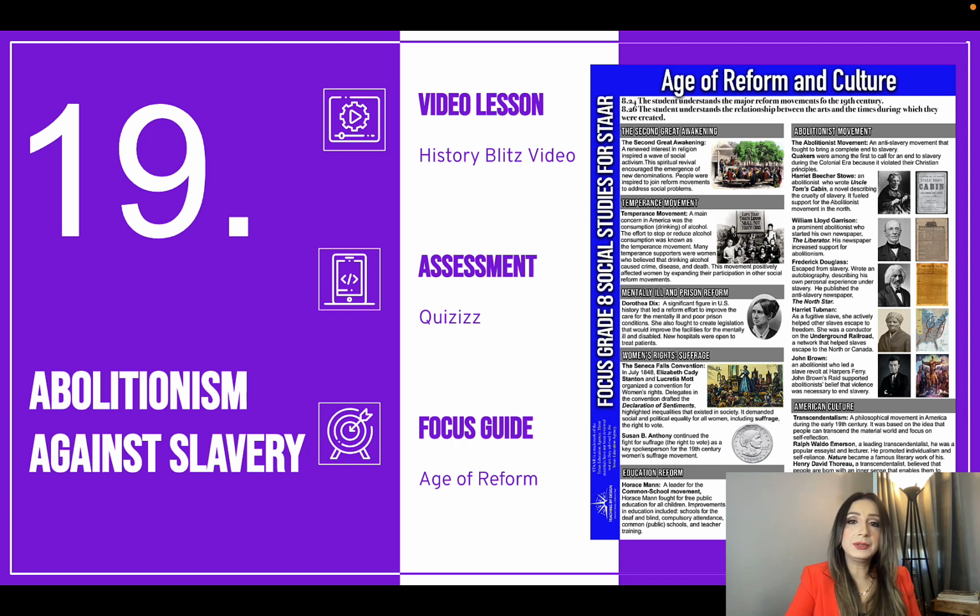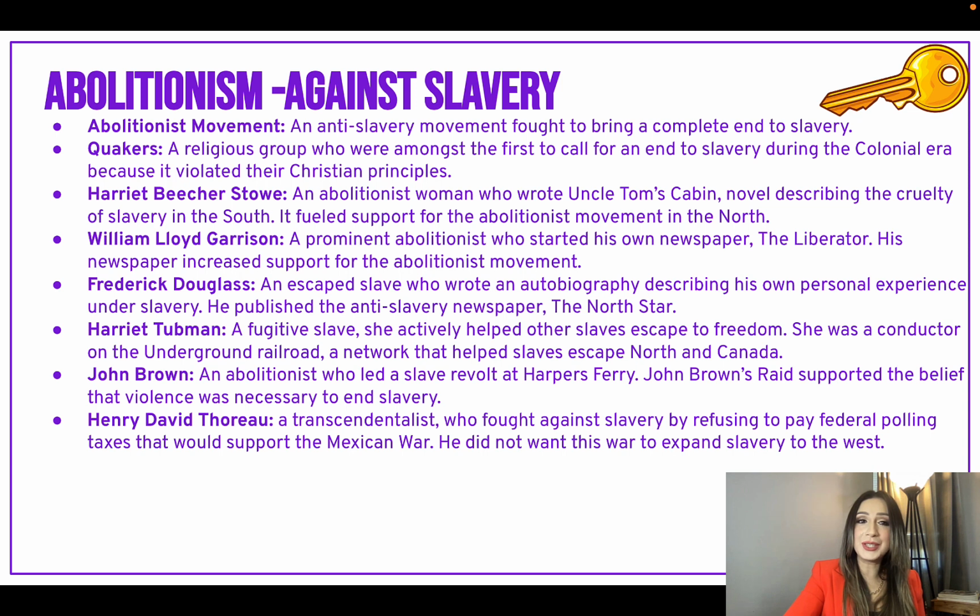And so abolitionists were people who were trying to fight to end slavery, and they all fought in different ways. Some actually fought through violence, some fought through writing, some fought by helping slaves escape. So let's take a look at some of these individuals in our U.S. history that were abolitionists during this time. Of course, these are some key points that we're going to be going over, specifically some individuals during this time period.